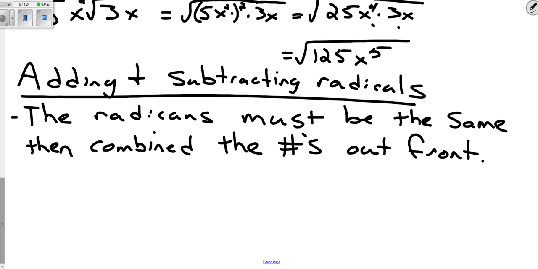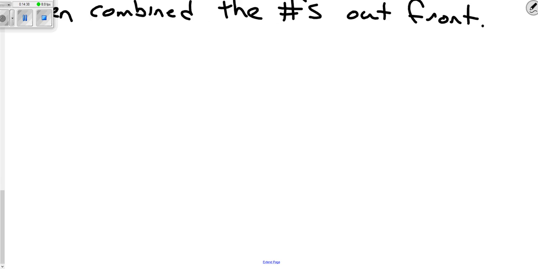So if they are the same, then you combine. If they're not the same, guess what? You don't do a thing. Leave it alone. It's not that bad. Let's do a couple of examples here.